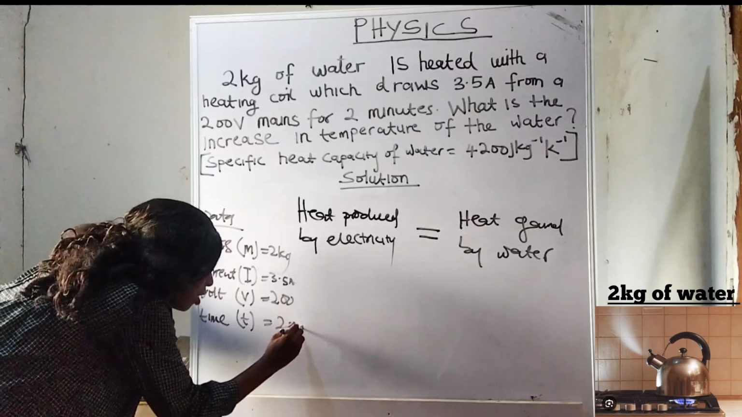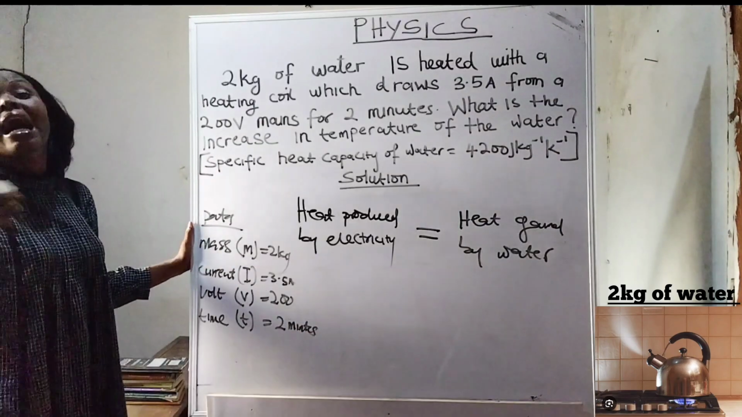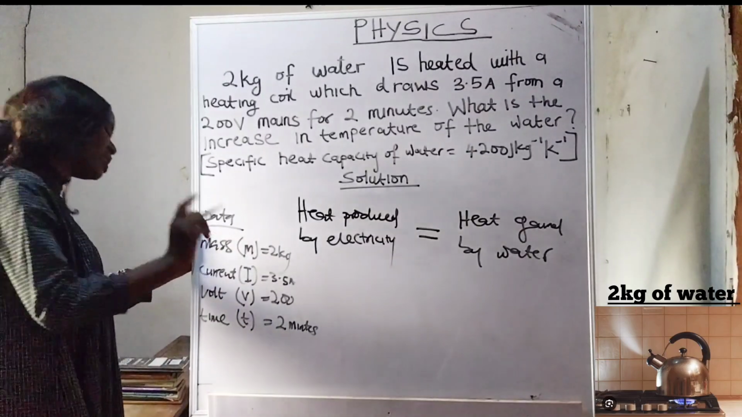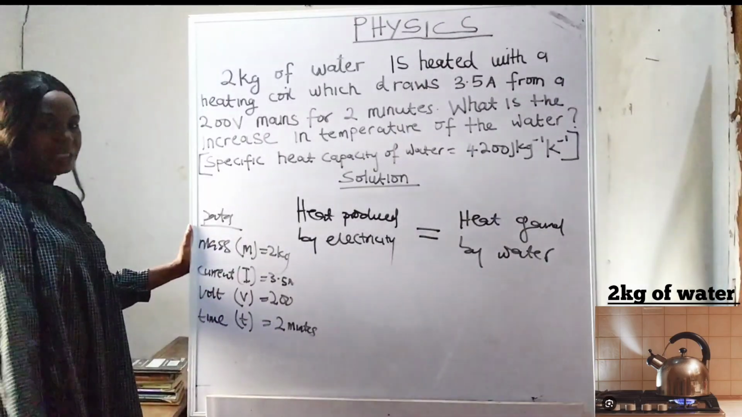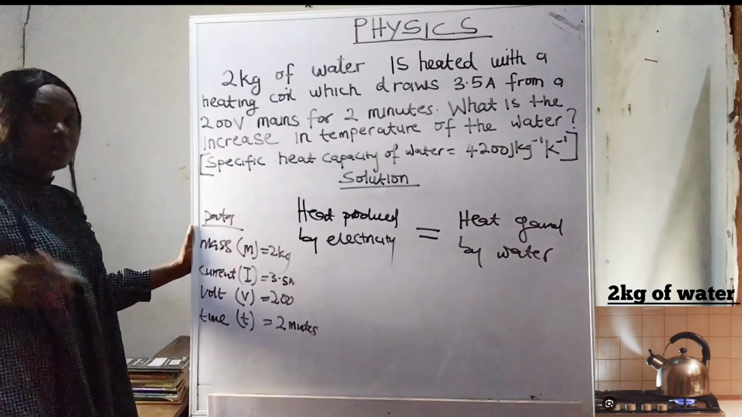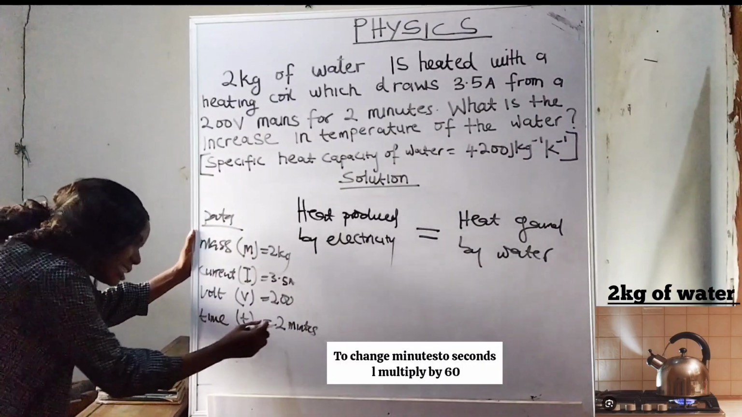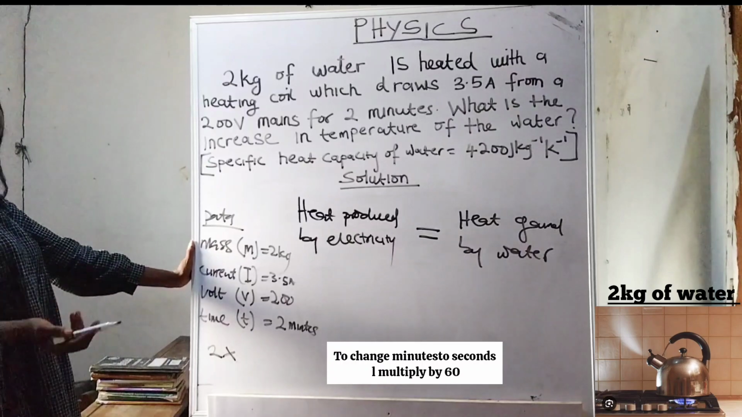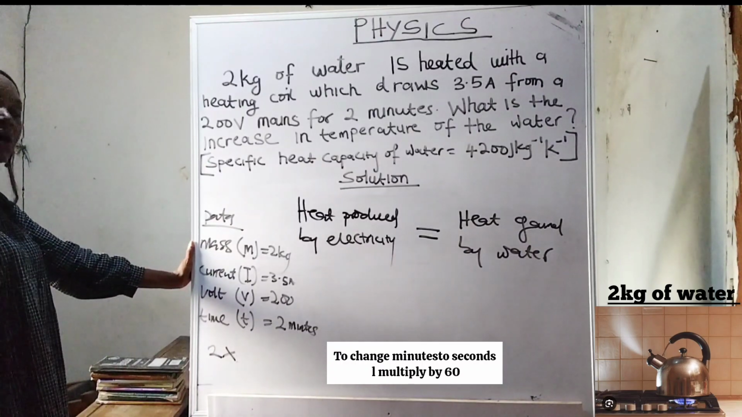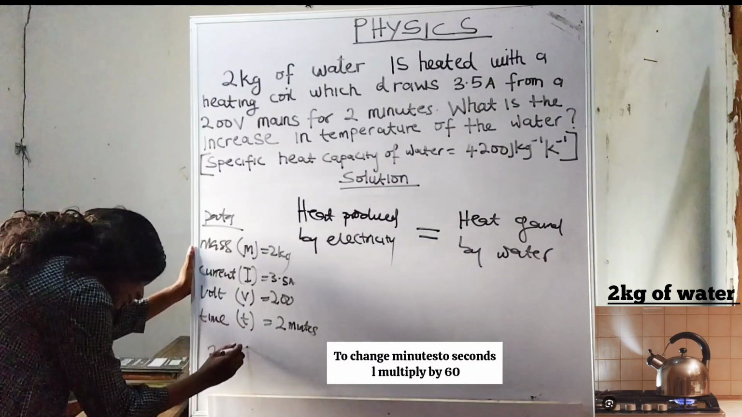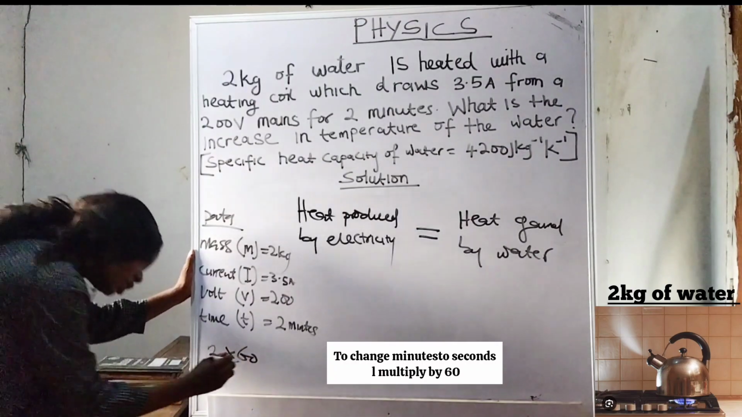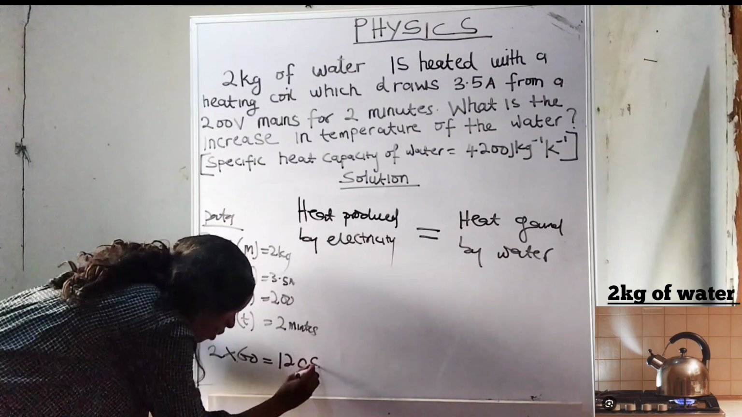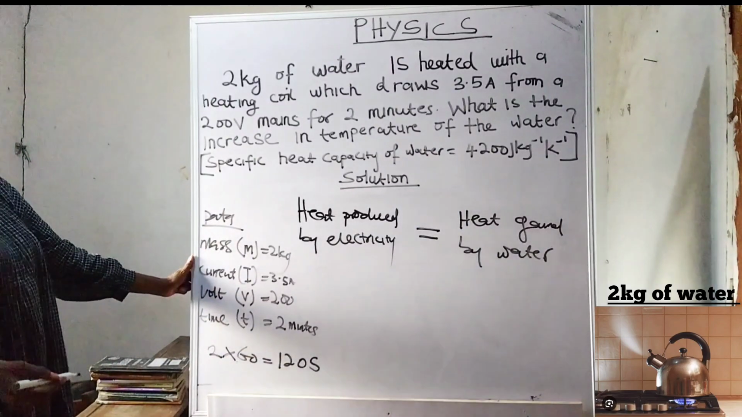And you know that minutes is not the standard unit of time. So we have to change this minute to seconds, which is the standard unit of time, before we use it to solve. So to change it, I say this 2 times how many seconds make 1 minute? 60 seconds make 1 minute. So I write times 60, which should give us what? 120 seconds now.